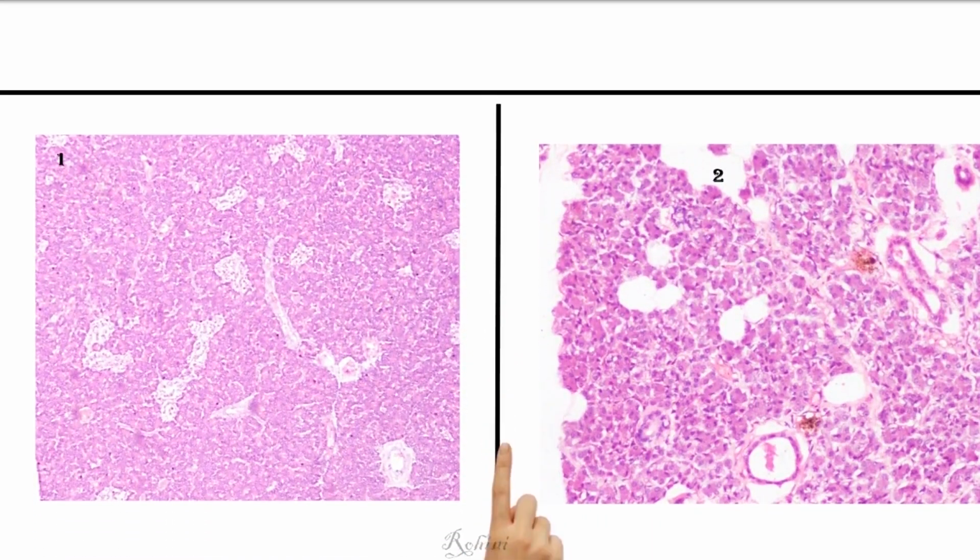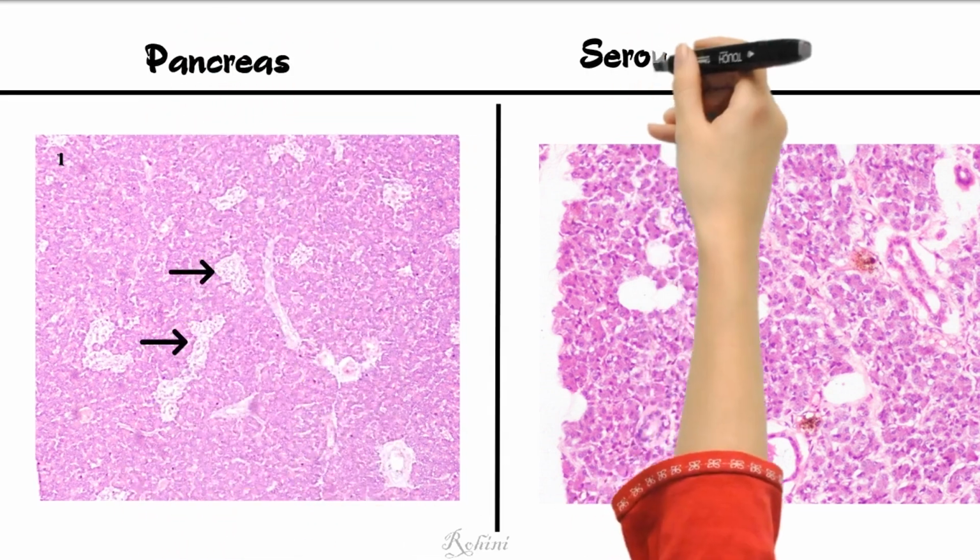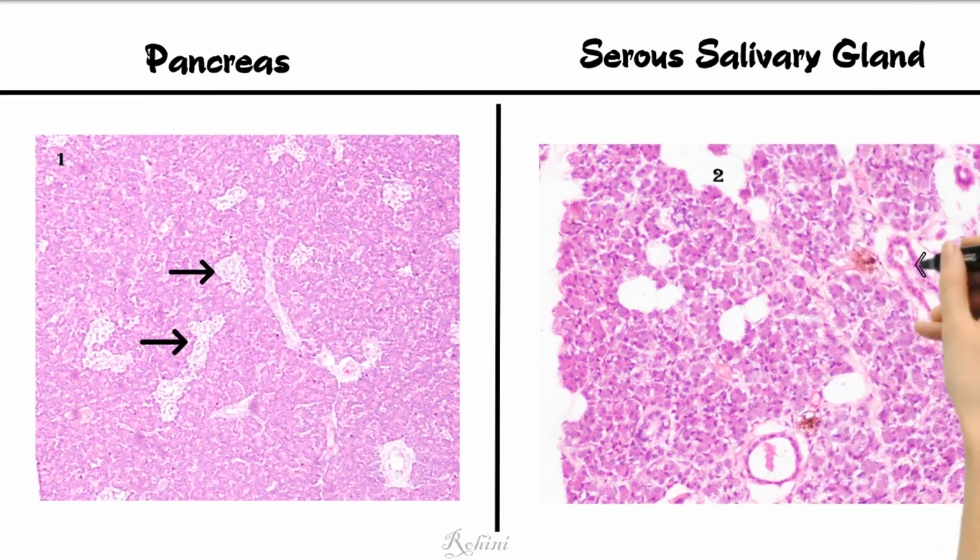In slide 1 and slide 2 we see serous acini with the biphasic stain. The only way to differentiate the two is: in slide 1 of pancreas we can see lightly stained areas which represent the islets of Langerhans cells. Slide 2 of serous salivary gland has intra and interlobular ducts clearly seen.